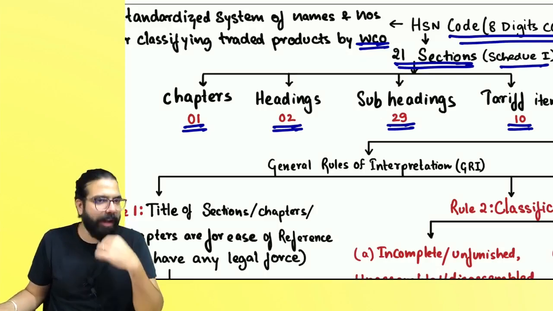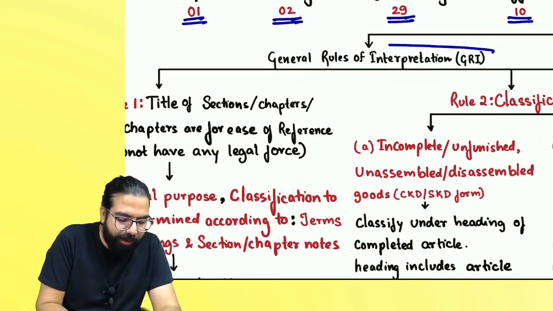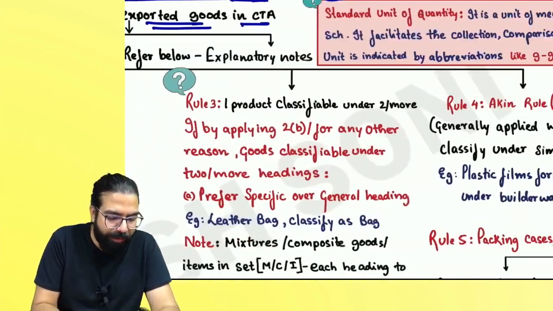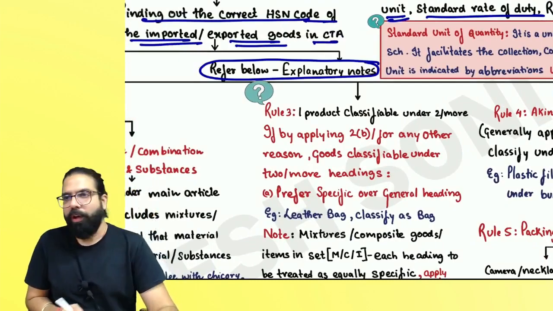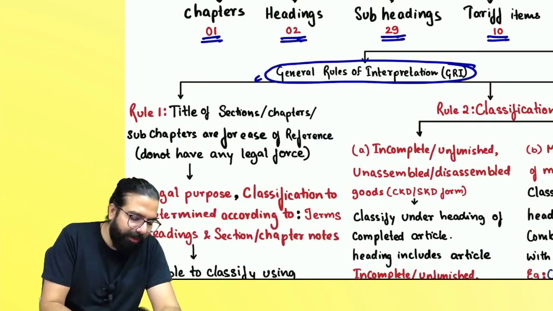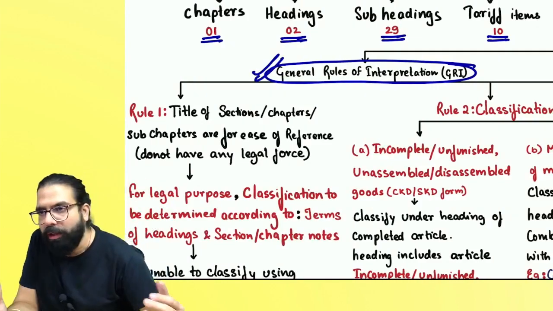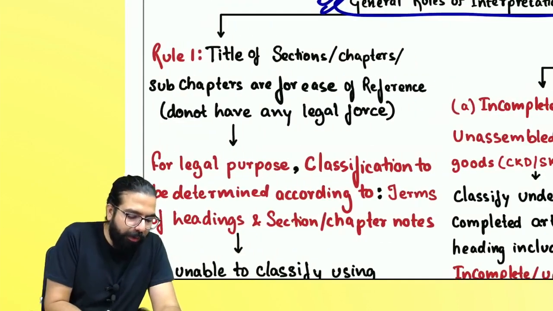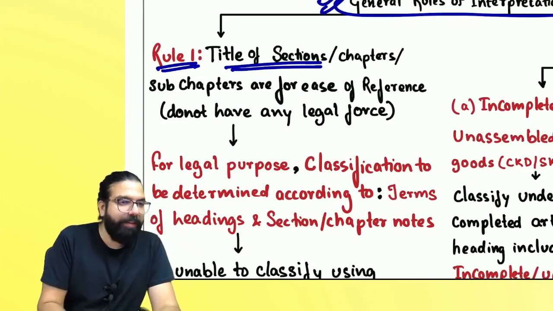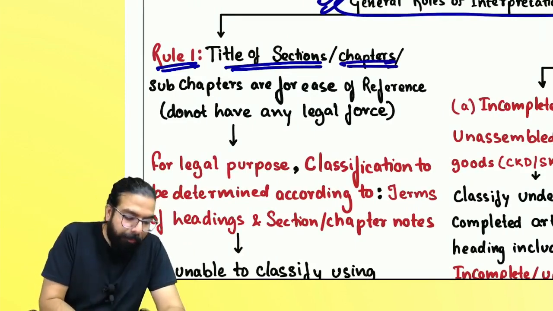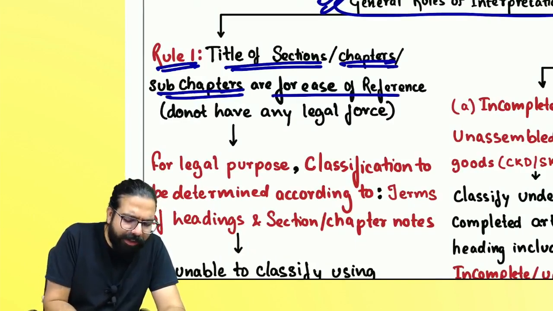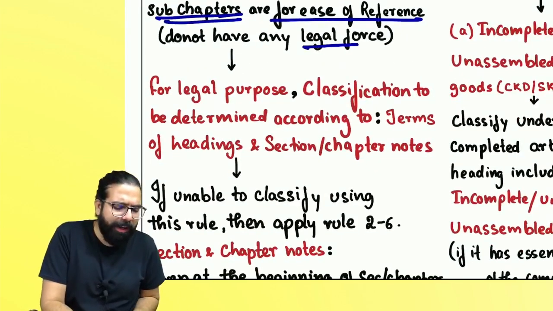When we go ahead and do the classification, we have to read the general rules of interpretation and do the classification, and we also should take care of what, everyone? Explanatory notes. Remember one thing, general rules of interpretation, we have how many rules, everyone? 6 rules are there. Rule number 1 which goes ahead and says the title of the section, section ka name, chapter ka name or sub-chapter are just for your ease of reference. They do not have any legal force.